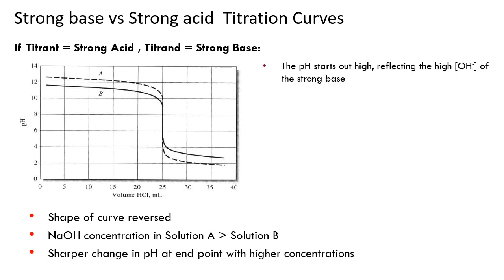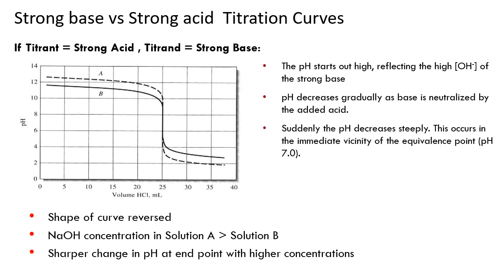The pH starts out high because we have high hydroxide concentration. The pH gradually decreases as base becomes neutralized by the added acid. And then we have that sharp decrease in the pH at the equivalence point, again pH 7, and then beyond that, we see that the pH decreases slowly.